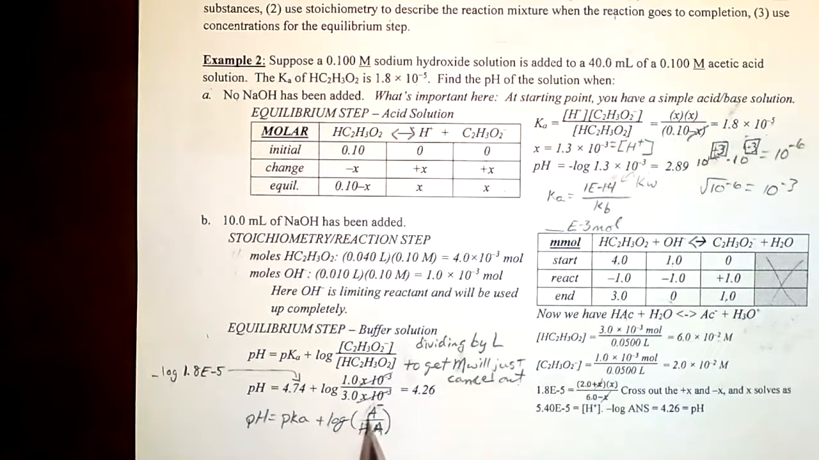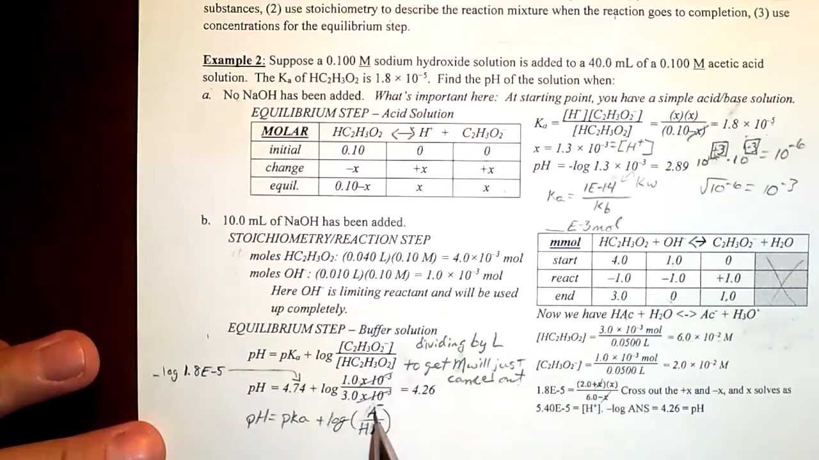The difficult part for me was always remembering which one was on top, the base or the acid. And I finally decided this looks like a pyramid, and now I know which one it is. It's kind of a dumb method, but now I remember that my smaller one, the A-, goes on top.